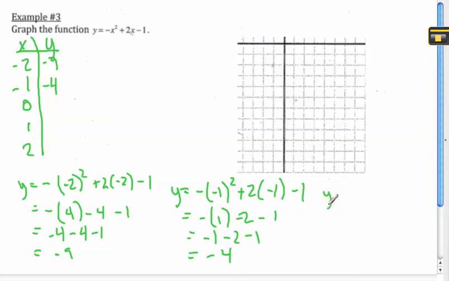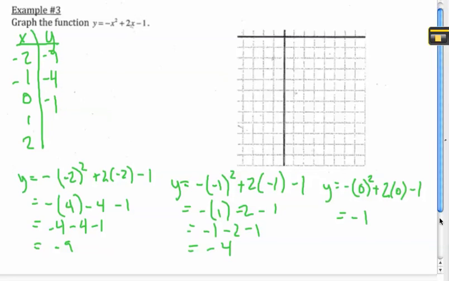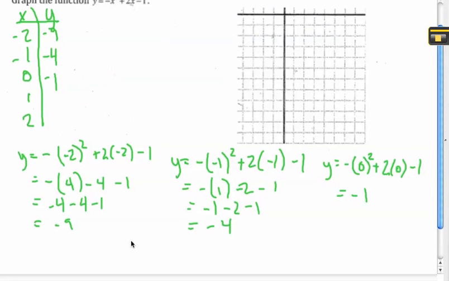Alright, let's try 0. You know I love 0 because whenever I plug in 0, only the constants remain. So that means that this is just going to be -1 because the opposite of 0 is just 0. So I don't have to worry about that. So -1 there. Now let me give myself a little more room. We need to do 1 and 2.